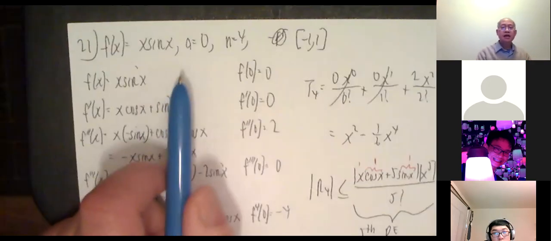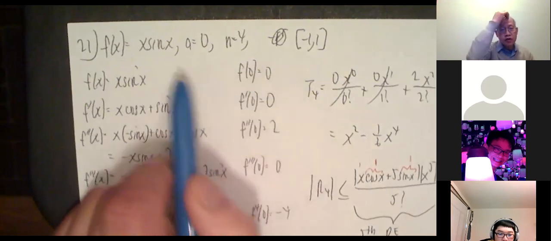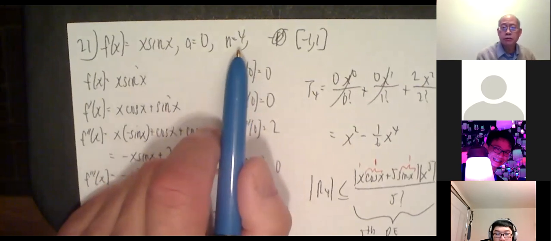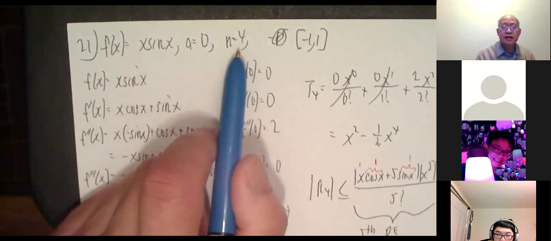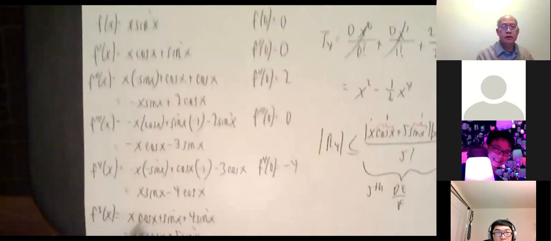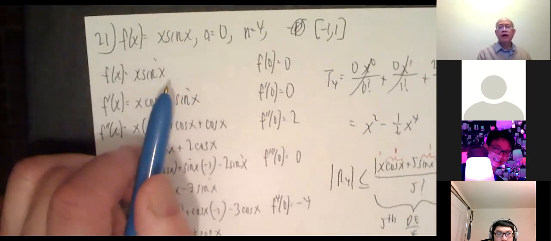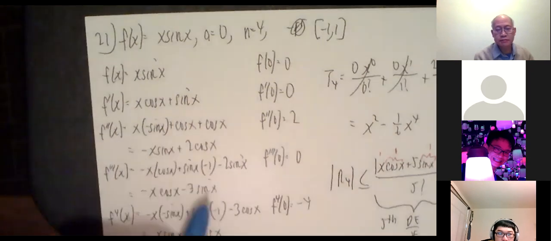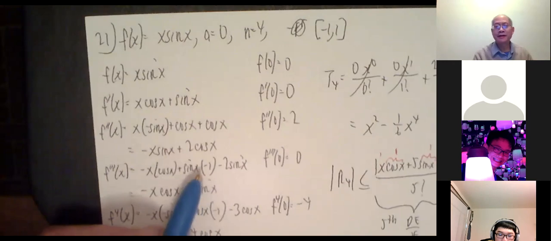Okay, x sine x, a equals 0, n equals 4, from -1 to 1. So instead of using x sine x, I'm replacing it with a fourth degree polynomial, degree 4. But to find the error, I have to go to the fifth derivative and exponent and factorial. Unfortunately, there's a product rule. I have to do it 5 times. But fortunately, this is the last problem that we're doing, okay?